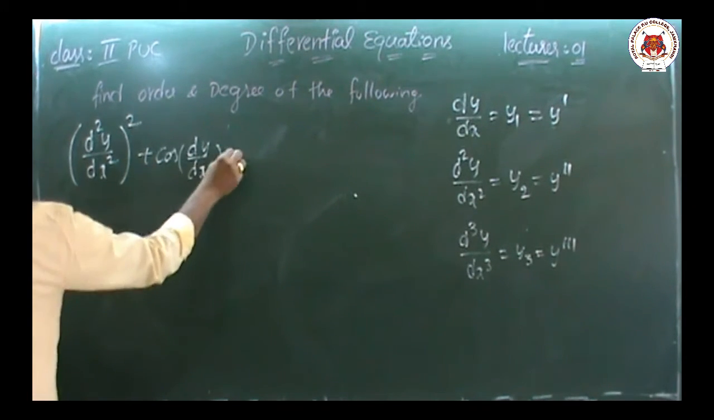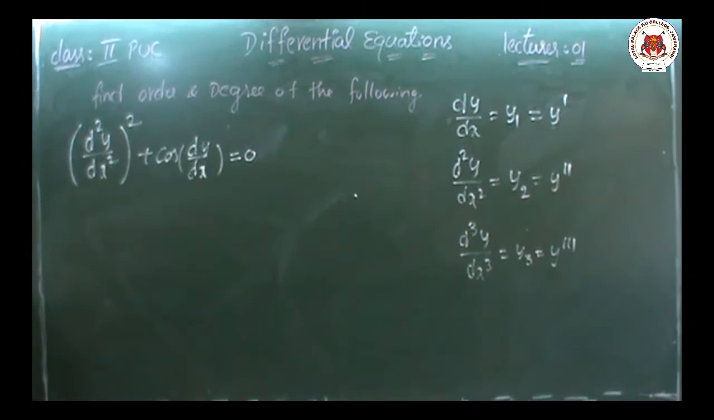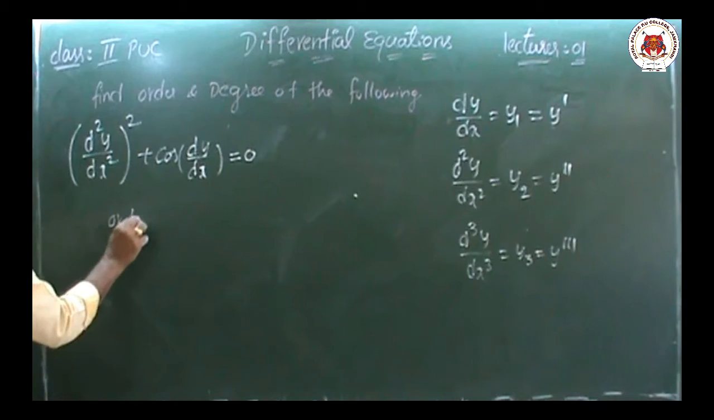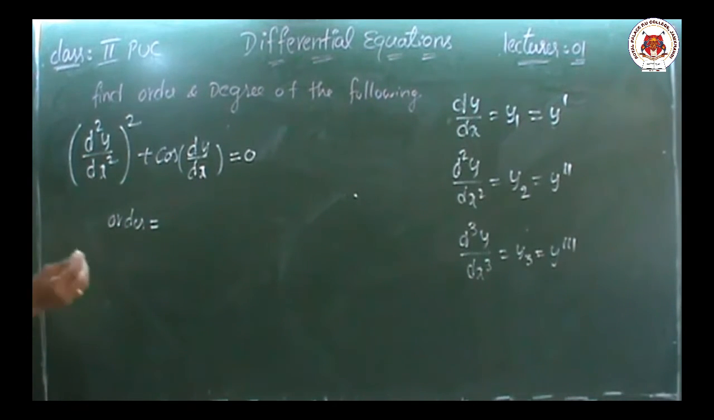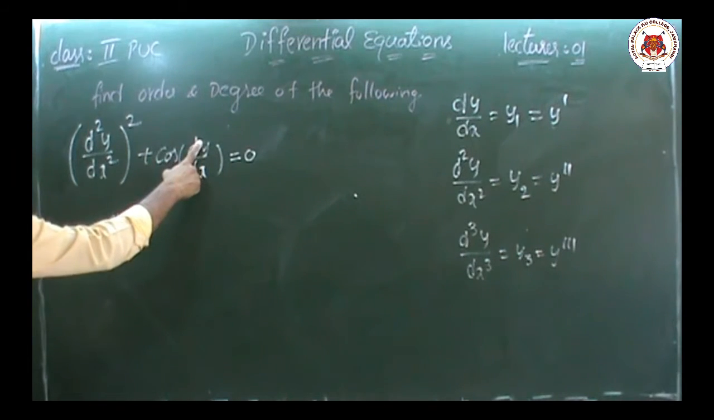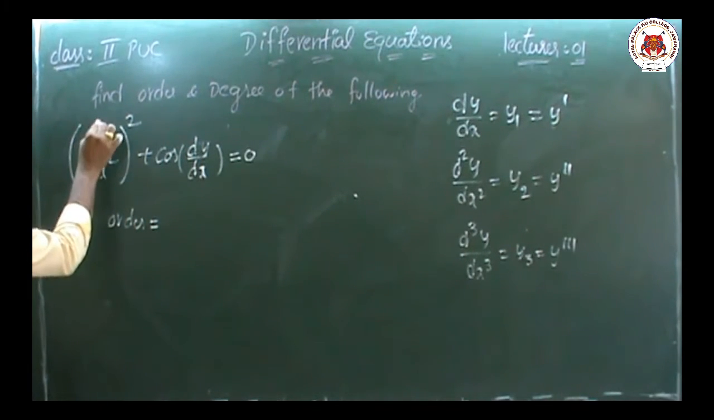This is the question. So children, first of all, order we can write easily. So what is the order here? Order means highest time differentiating. Here only one time differentiating, here two times differentiating. So order equal to 2.